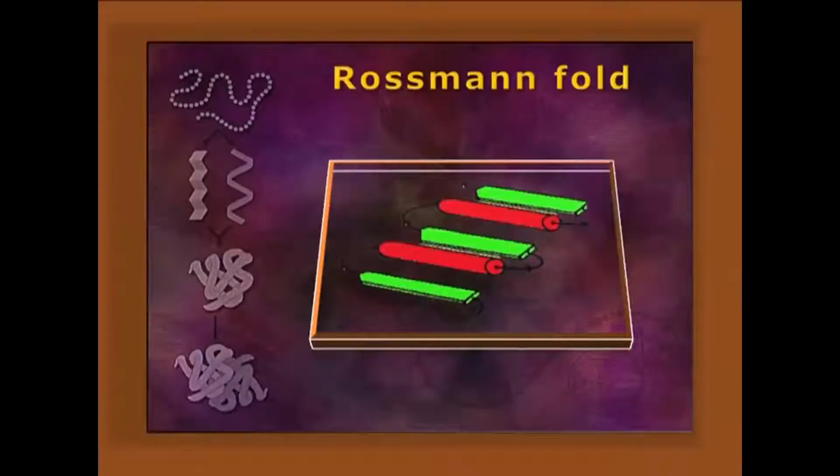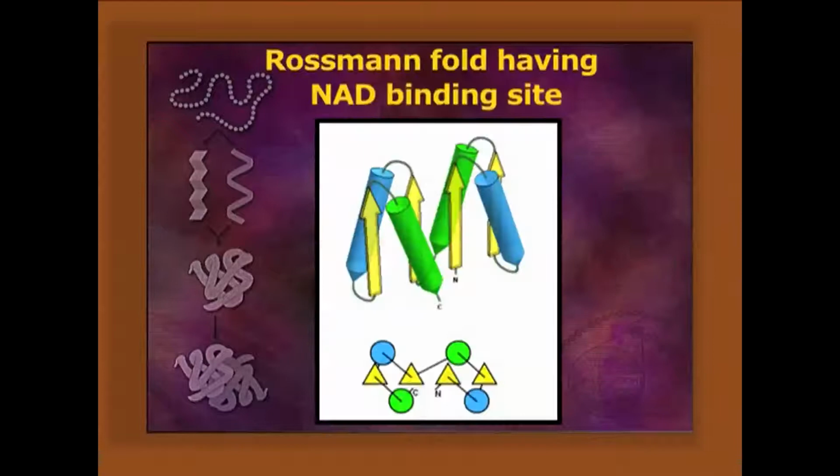Rossmann fold. It is named after the scientist, so it is called the Rossmann fold. There are 3 beta strands and 2 alpha helices. Starting from the N terminus end: beta, then alpha, then beta, then alpha, then again beta at the C terminus end. It is found in dehydrogenase enzymes, which bind NAD+.